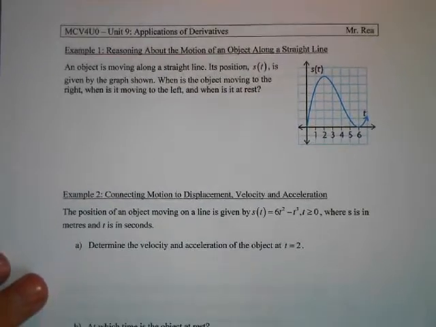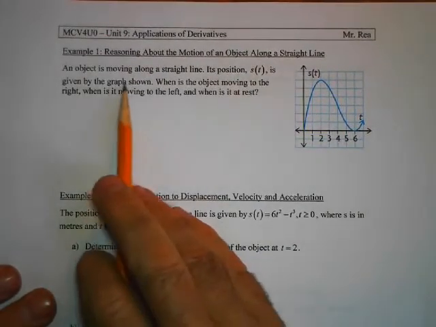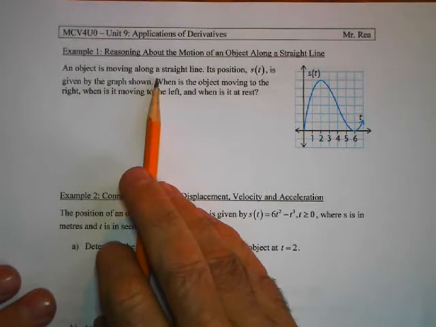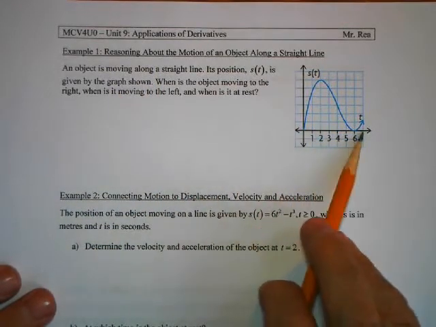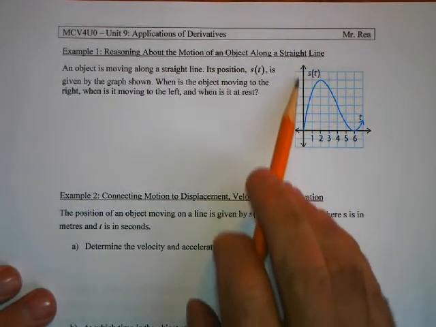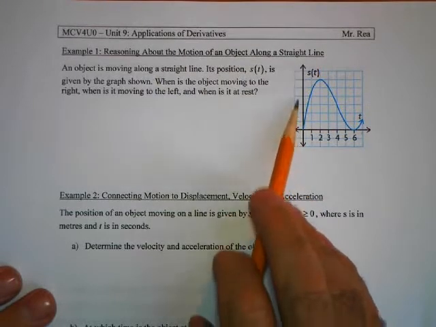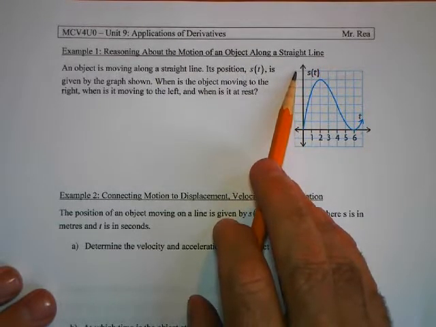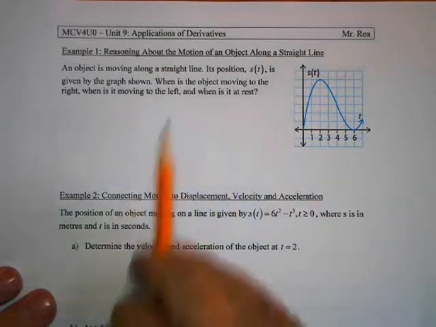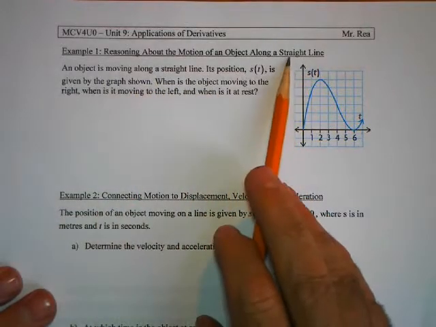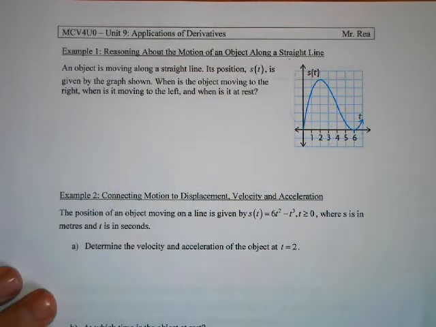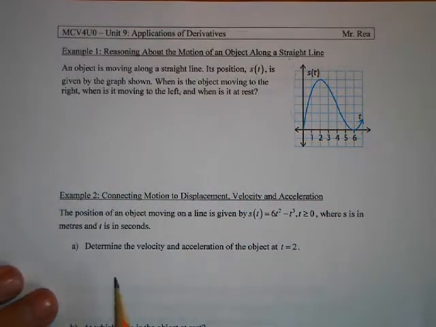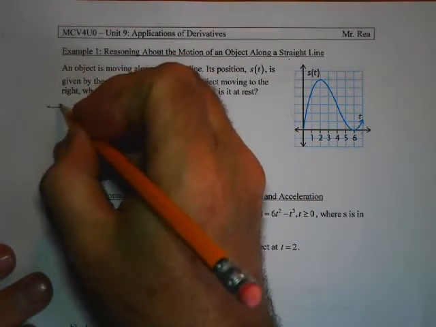Example 1: an object is moving along a straight line. Its position s of t is given by the graph shown. This is the time in seconds, I believe, and this is the position. So this would be moving away from where you are, or moving to the right, in this case, because it's talking about left and right along a straight line. When is the object moving to the right, when is it moving to the left, and when is it at rest? Okay, so let's look at these separately.